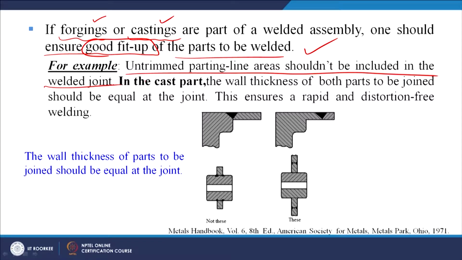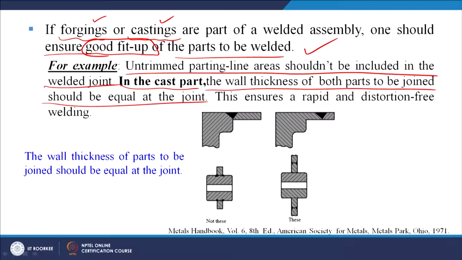In the cast part, the wall thickness of both parts to be joined should be equal at the joint. I have told in the very beginning that if there is a thicker part and a thinner part and we want to join them together, there may be some problems in terms of distortion or residual stresses that may be developed. So all these have to be avoided. So what we can do is make the sections or the thickness the same at the point of welding.